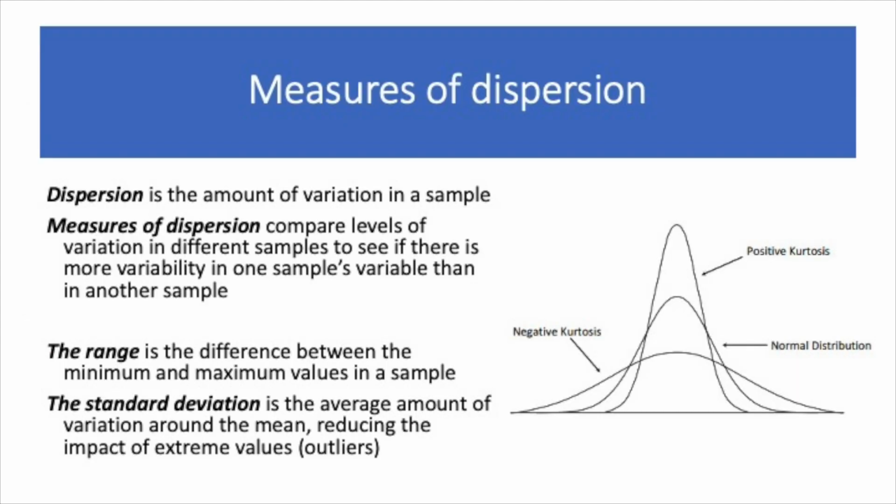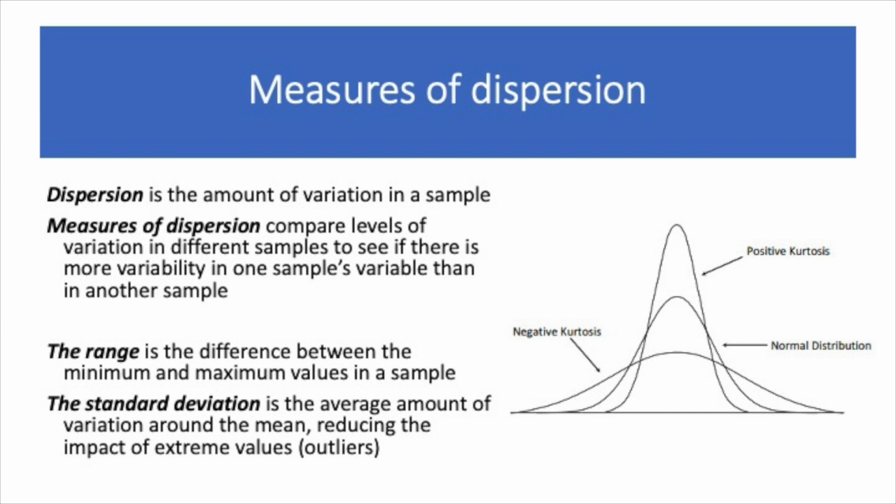Finally, let's talk about measures of dispersion. And dispersion is the amount of variation that we see in a sample, or I should say a particular variable we're analyzing in our sample. So measures of dispersion are essentially telling us how much variation there is in a particular variable that we are studying. Okay? There are a couple of ways to measure dispersion, some more popular than others.